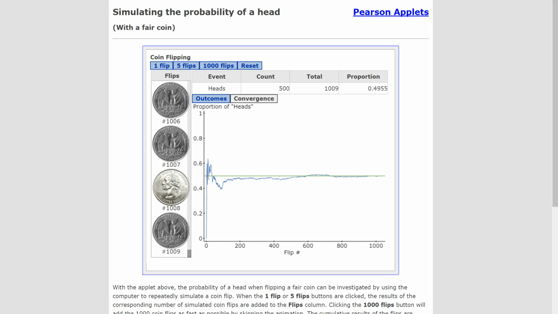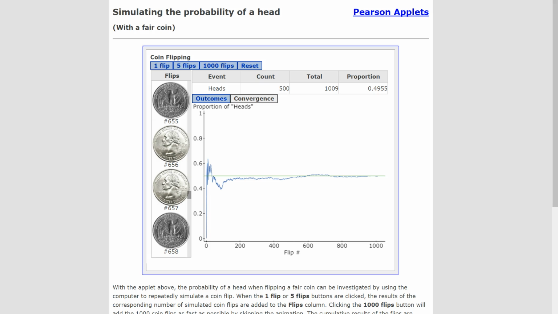So if right here I just click on 1,000 flips, all of the flips are over here if you wanted to go through all of them, but otherwise it just kept track of it for us. So it looks like when I did this, I've now run the experiment 1,009 times. Out of that, I've gotten 500 heads or so in this simulation. So the proportion of heads is 0.4955. Notice it's really close to 0.5 or 1/2.